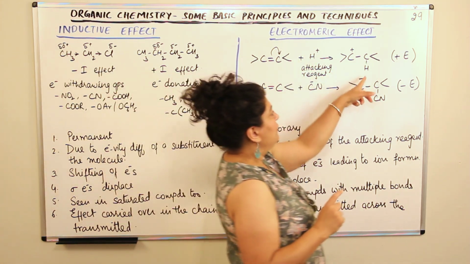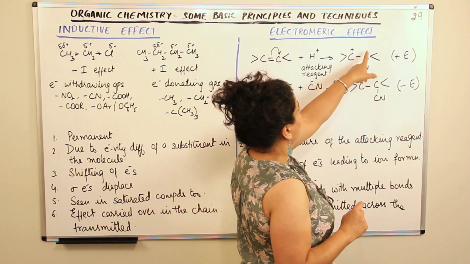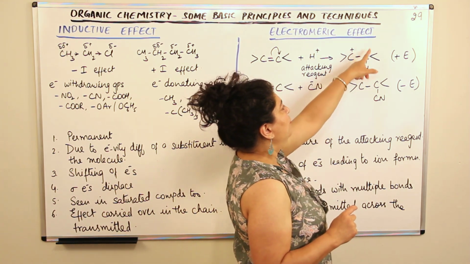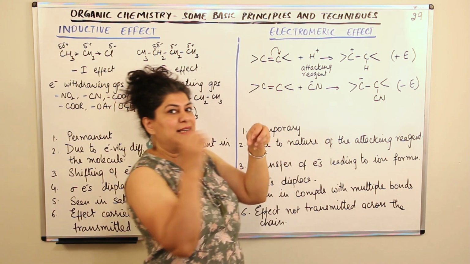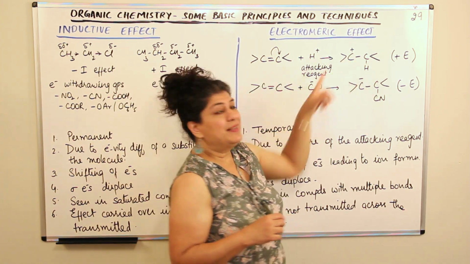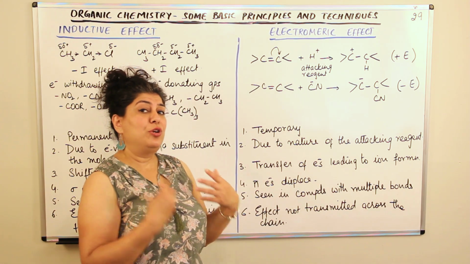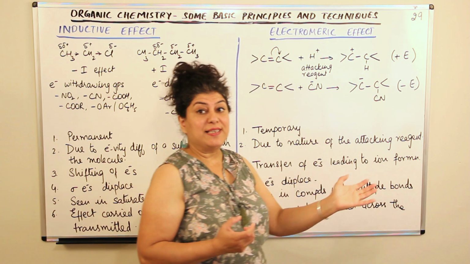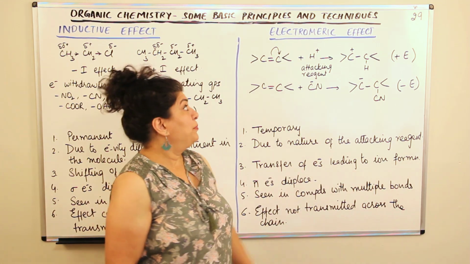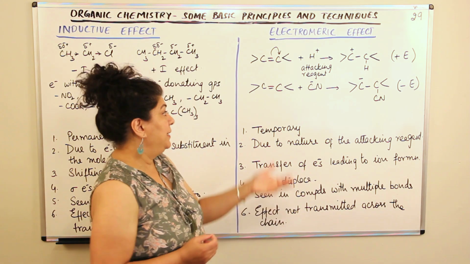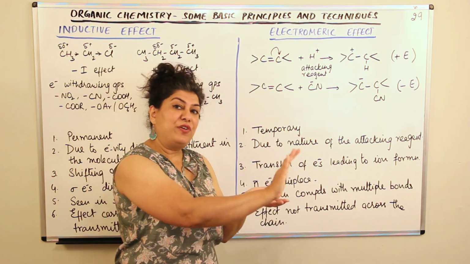Since hydrogen was positively charged, these two electrons will move to this carbon, and the hydrogen gets that extra electron and becomes neutral. But the other carbon, due to the loss of electron, becomes positively charged. So the species that you get is an ion. As a product of electromeric effect, what you get is a positively charged ion, because there was a complete transfer of electrons.